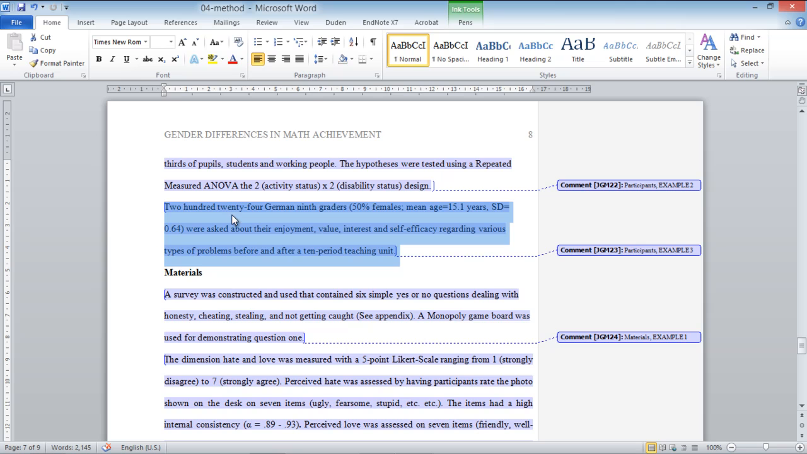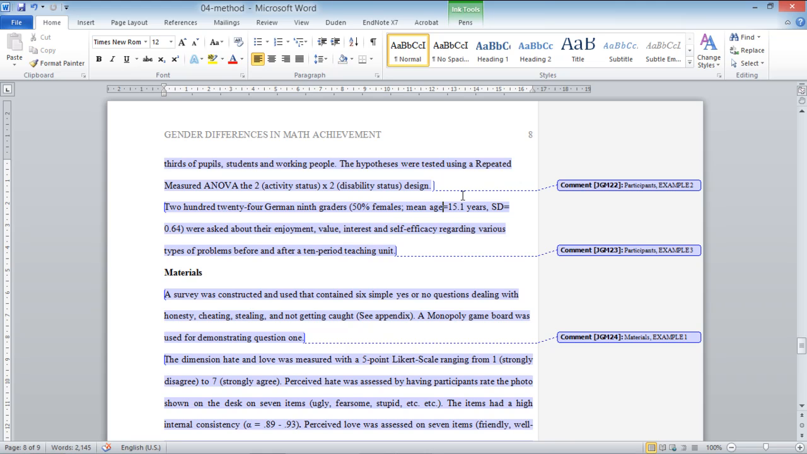224 German 9th graders, 50% females. In this case, since this is 50% females, it is not necessary that you write 50% male. This is something that is a bit obvious. Of course, you never use this word in science, but I think in this case you can avoid using it. But it's up to you if you want to include 50% females, 50% males.